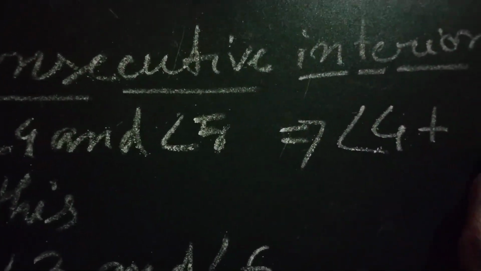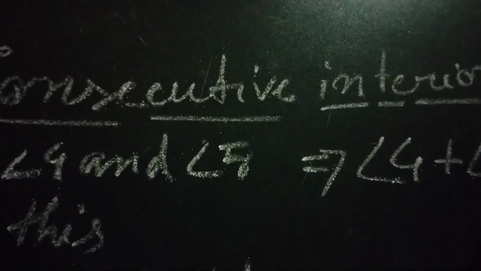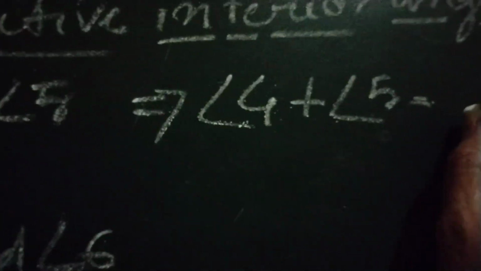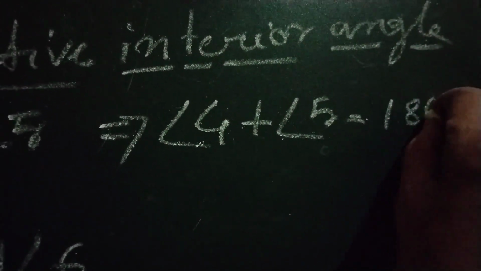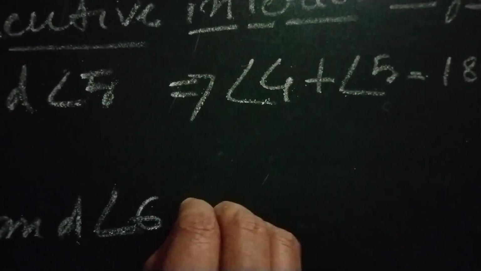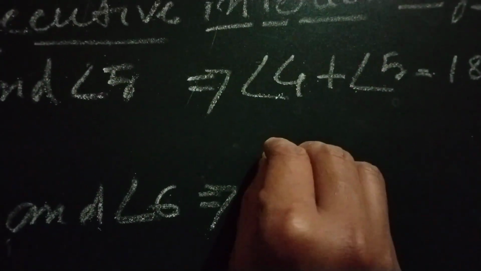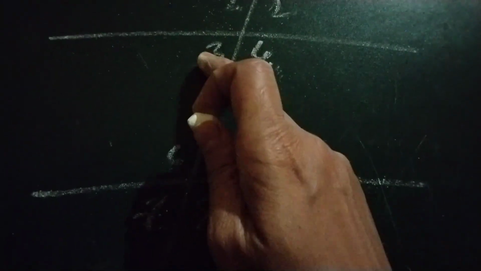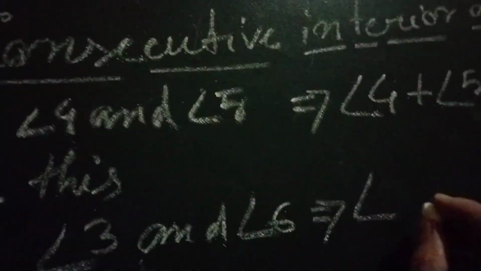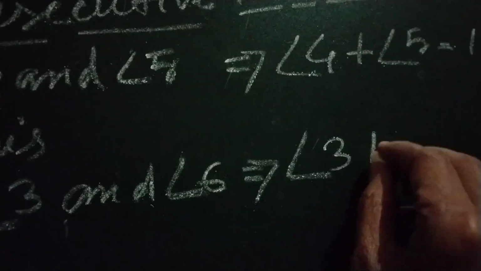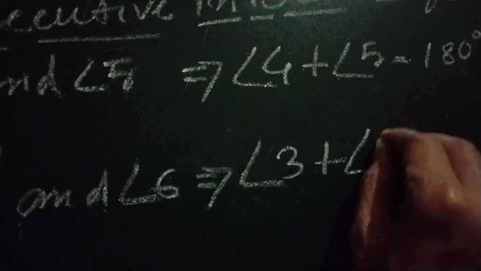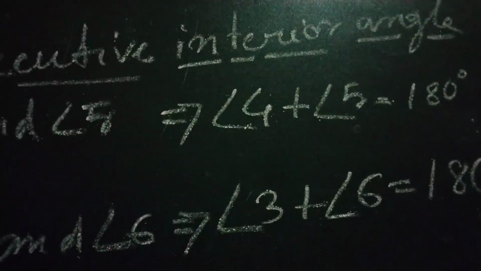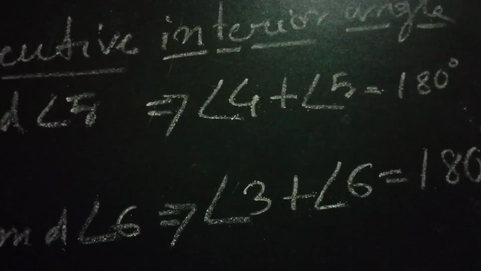Now the main thing here is that when we add consecutive interior angles, meaning angle 4 and angle 5, we will always get 180 degrees if the two given line segments are parallel and the transversal intersects them. In these conditions, when we add the consecutive interior angles, we always get 180 degrees.